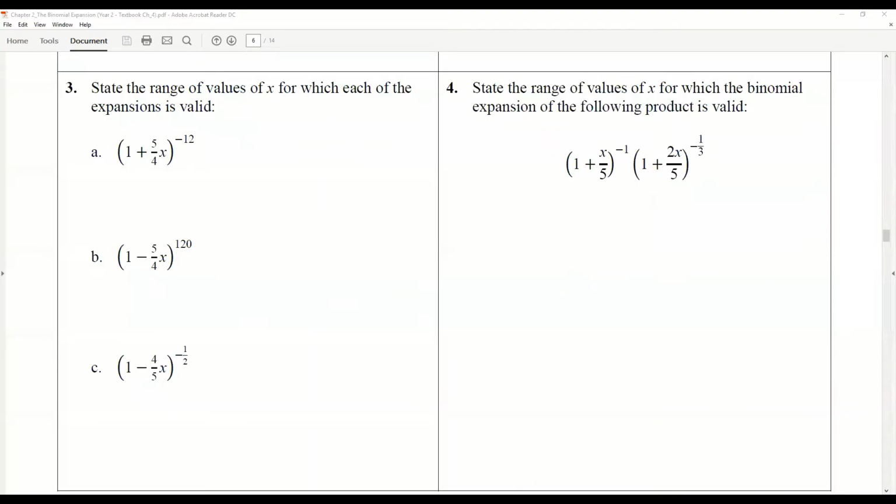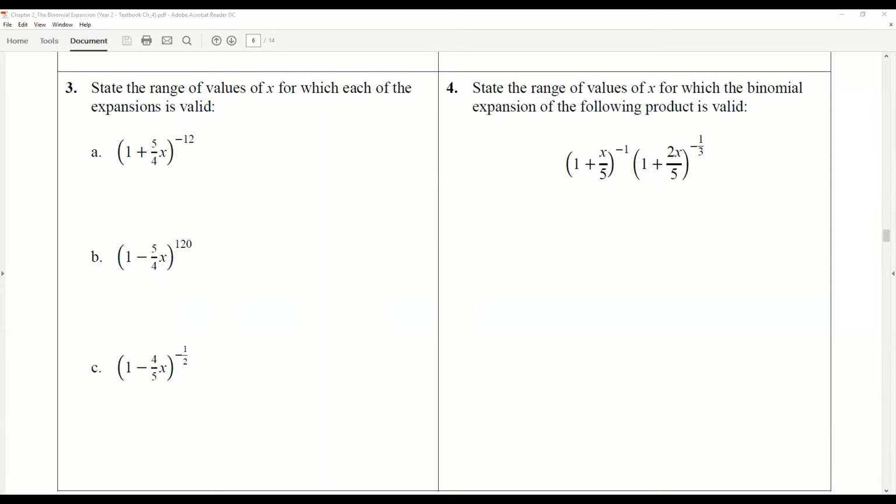So question 3 is just an exercise in working with the range of validity. So it's where the expansions are valid. Now you've got to be careful here. You might be caught out with this. So let's have a look at the first one. We have 1 plus 5 over 4 x to the power negative 12.